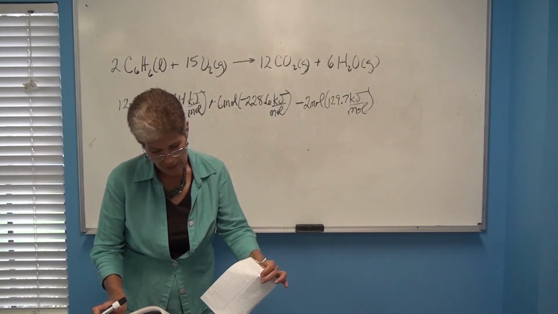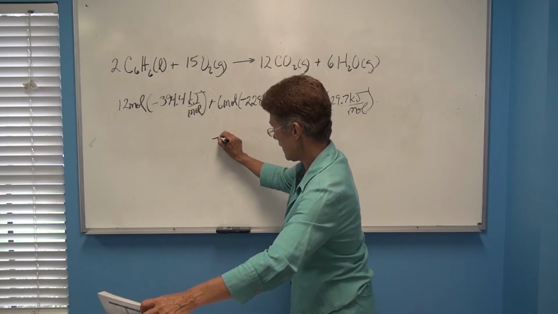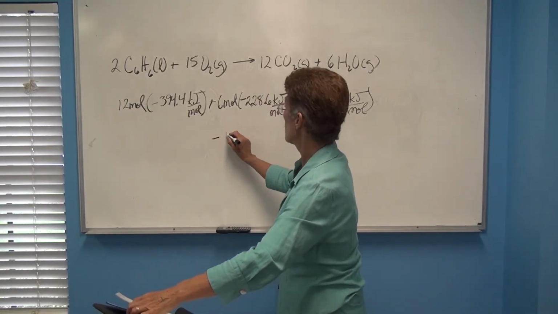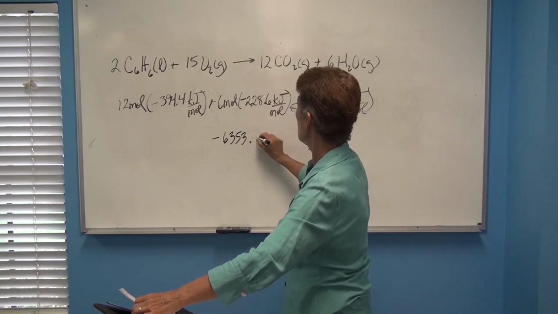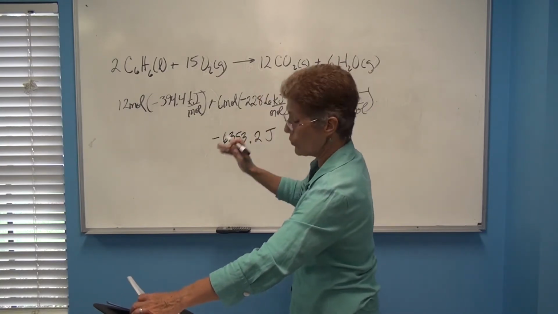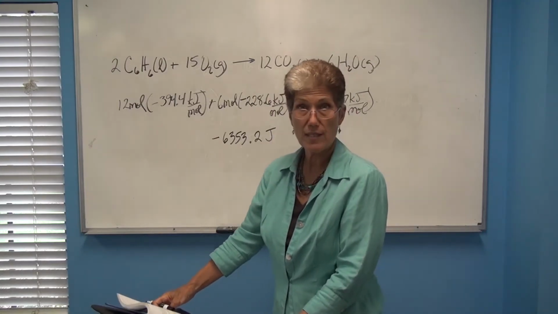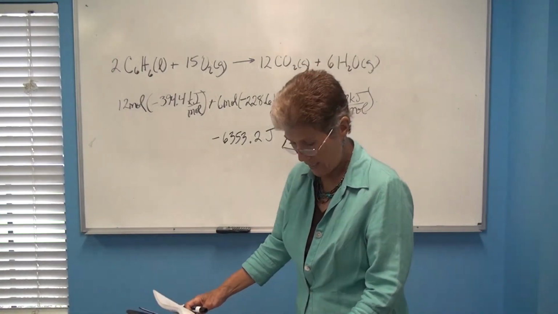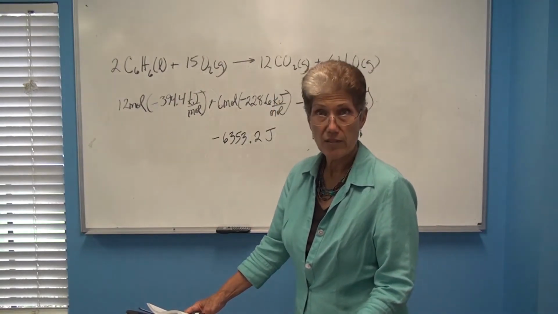And so that is going to end up giving you an answer of negative 6353.2 joules, because all your moles will cancel. And because it's a negative number, the reaction is spontaneous. And so your answer would be yes. And that is a lot of work to get an answer of yes.